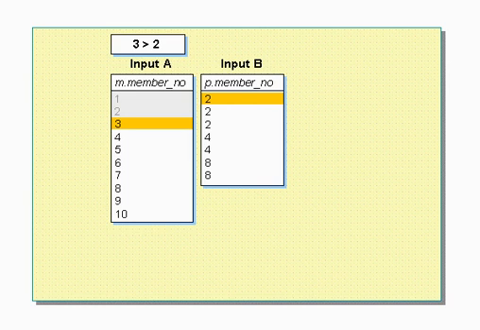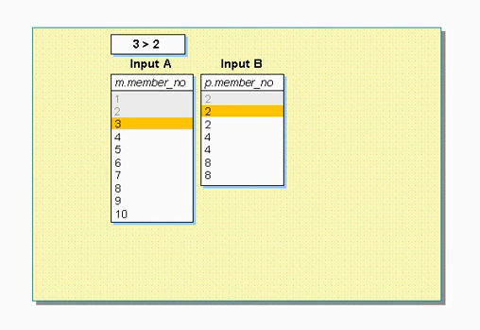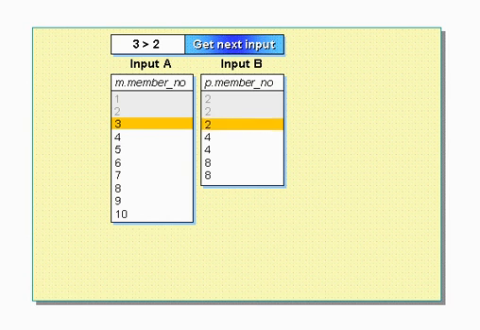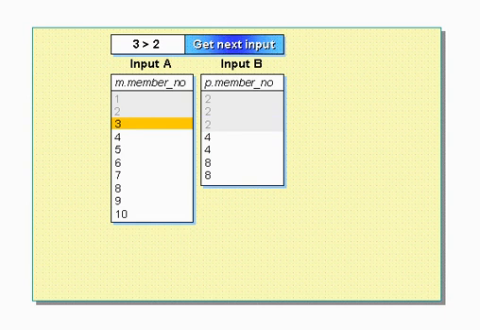Because 2 is the lower value, 2 is discarded, and the next value in input B is used for the next comparison. Again, because 2 is the lower value, 2 is discarded, and the next value in input B is used for the next comparison. The query optimizer continues with this evaluation process. It compares the next input value in input B, which is also 2. Input value 2 is discarded because it is a lower value, and the next input value in input B is used for the next comparison.